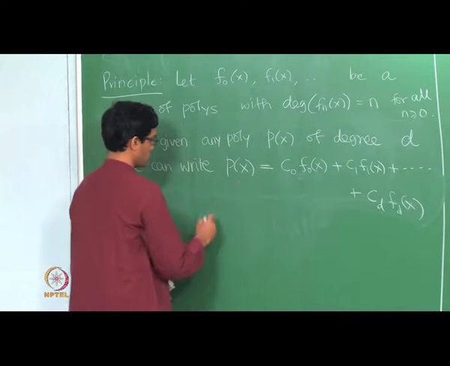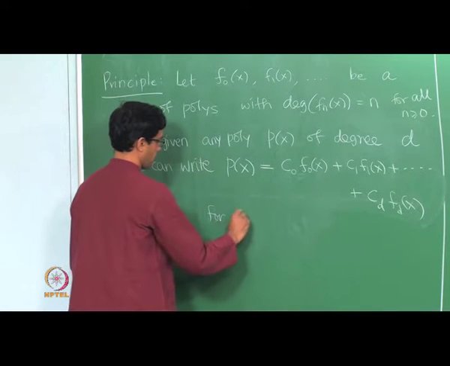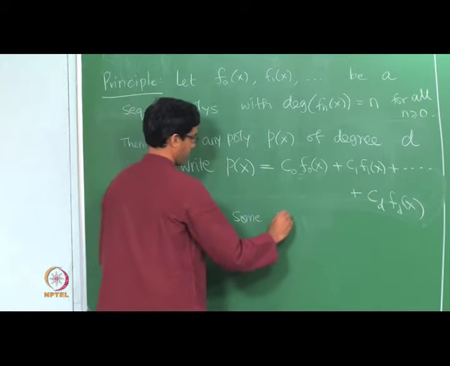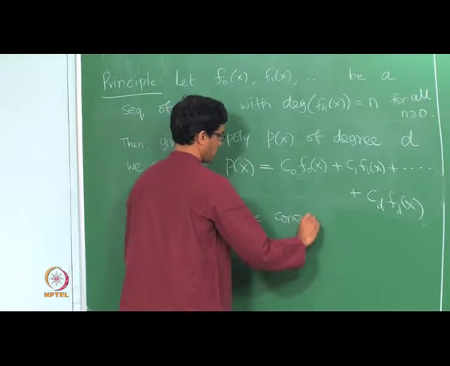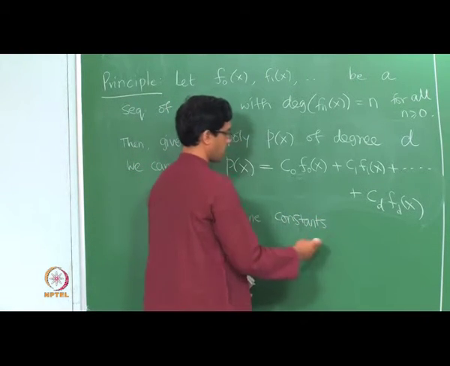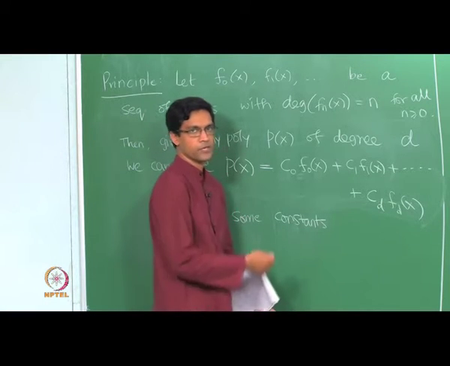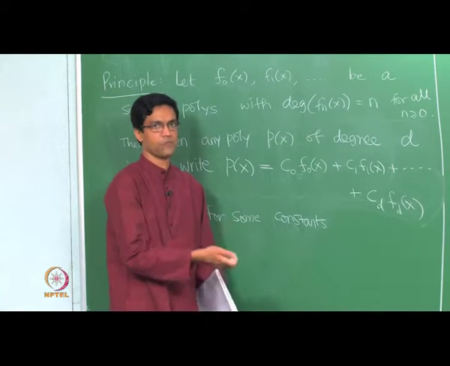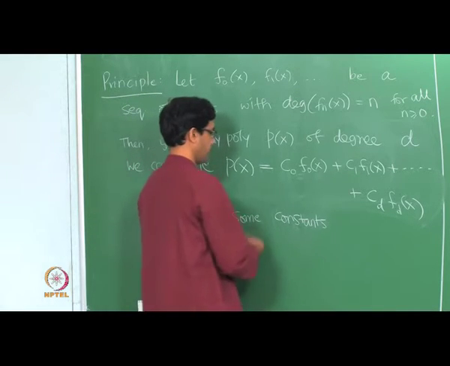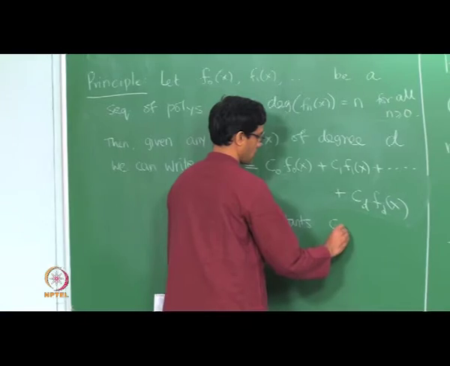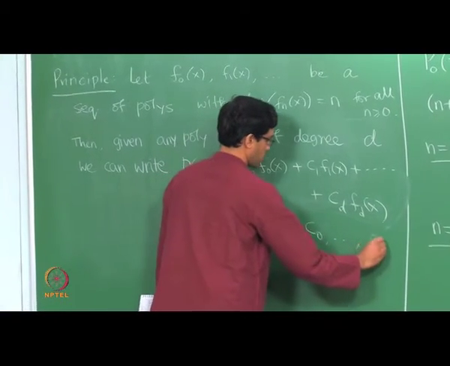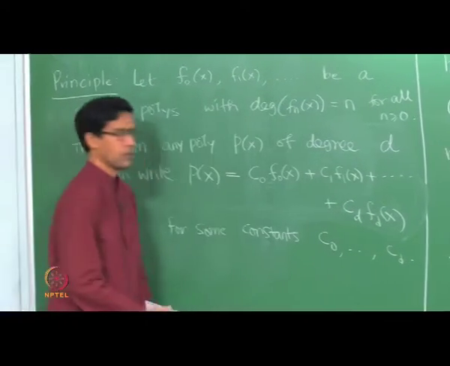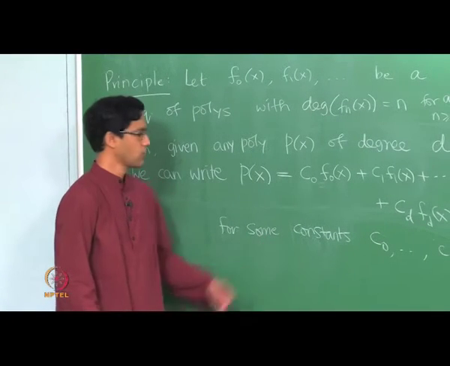For some constants C0, C1, C2. So by constants I mean if you are looking at complex numbers everywhere, then they will be complex numbers. If all your polynomials have real coefficients, then they will be real numbers and so on. So for some constants C0, C1 till Cd. Okay, so let us just look at this for a moment.